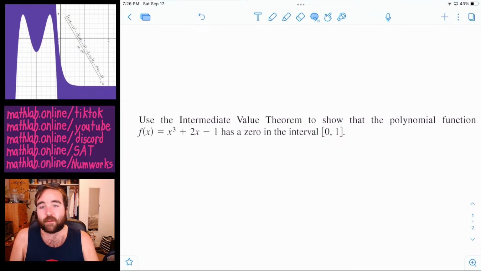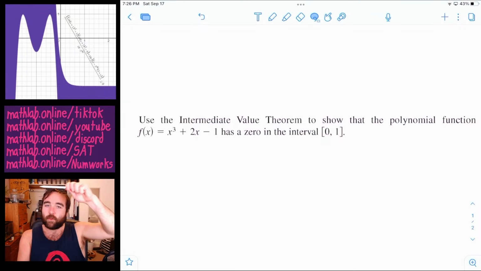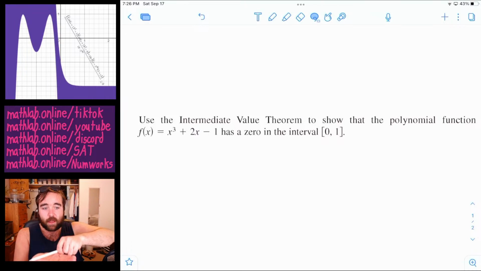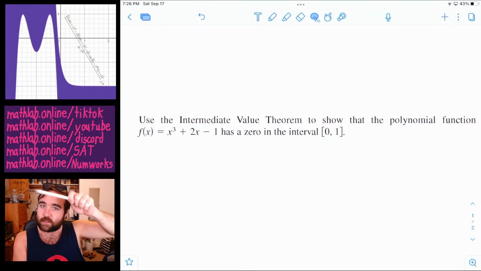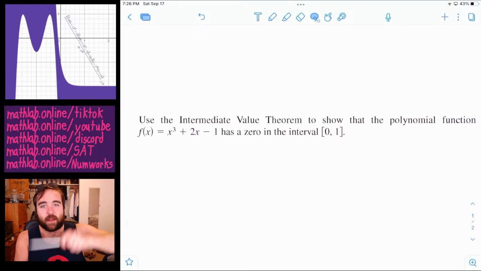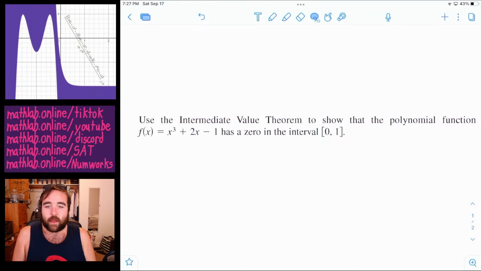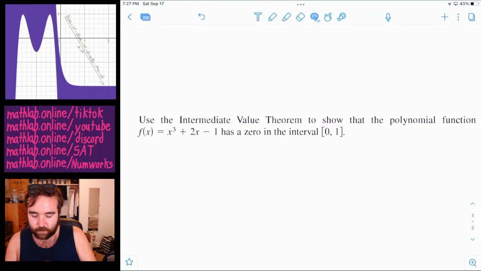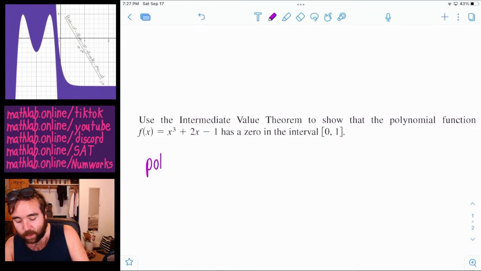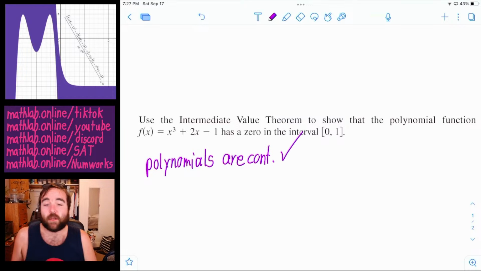And that's what the intermediate value theorem tells us, that if we start at one place and go to another place, as long as it doesn't teleport, as long as it's continuous, it's got to hit every number in between. And so that's what we're going to do here. First, we're going to say, is it continuous? Well, it's a polynomial, so polynomials are always continuous. That's just a thing. So it is continuous. So then we can actually use the intermediate value theorem.